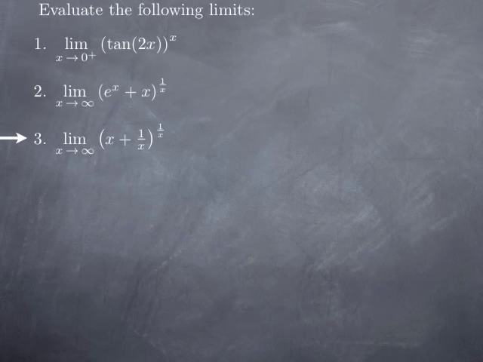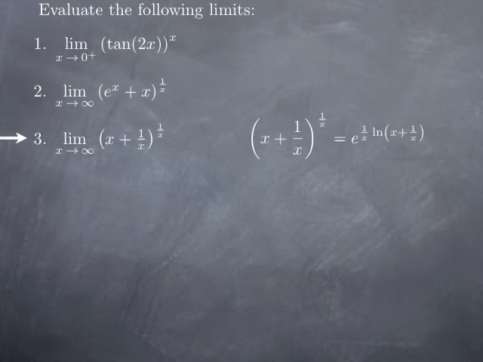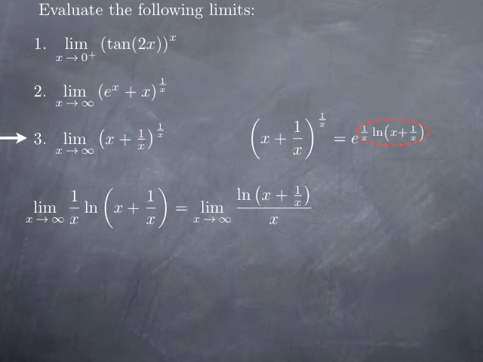One more example to conclude, the limit at infinity of (x plus 1 over x) to the power 1 over x. Again, what's in the parentheses goes to infinity and the power goes to 0. So this is again an indeterminate form of the type infinity to the 0. As usual, we rewrite the expression as a power of the Euler number e. In this case, e to the (1 over x times ln of (x plus 1 over x)). And we look for the limit of the exponent. Namely, the limit at infinity of 1 over x ln of (x plus 1 over x).